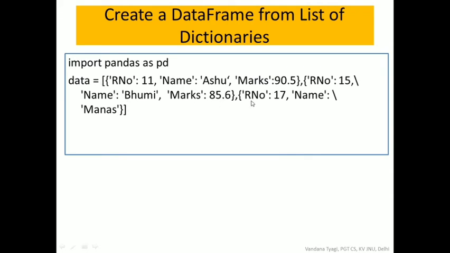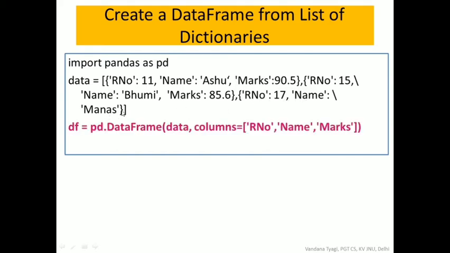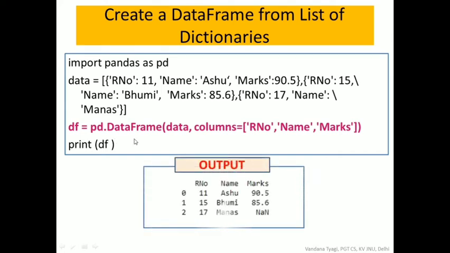Again the same thing, but here, for one of my dictionaries we are missing the marks. Like for this third dictionary, roll number 17, name Manas, marks are not there. So column headings we can specify here: roll number, name and marks. Once you print this data frame, see, the order we are specifying here is the same order it follows. So roll number, name and marks, it gives me the output in the same manner.